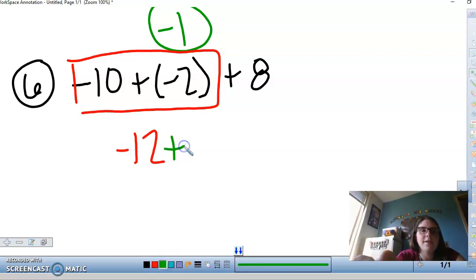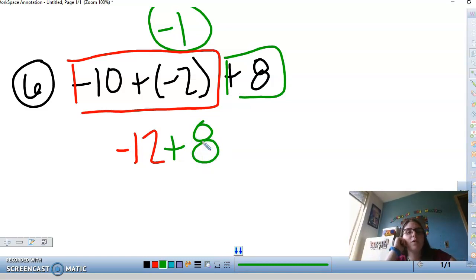Plus, I have to add on this part right here, so I have plus 8. So I have -12 plus 8 now, and I can see those are different signs, so I'm going to subtract. So 12 minus 8 is going to give us 4, and then we have to keep the sign of the bigger number, and our bigger number is 12, so it's going to be a -4.